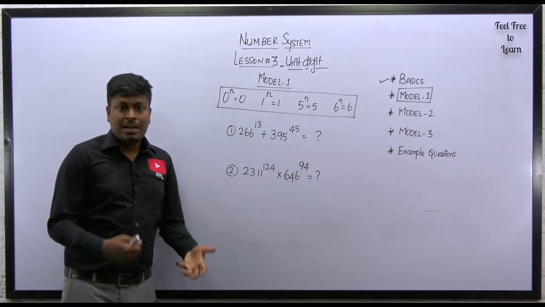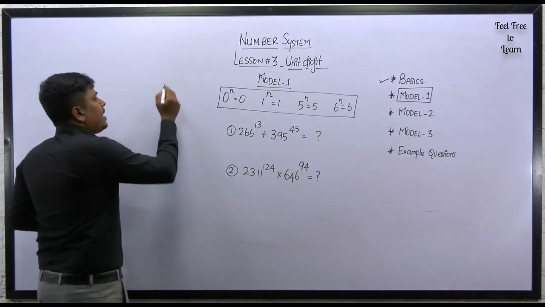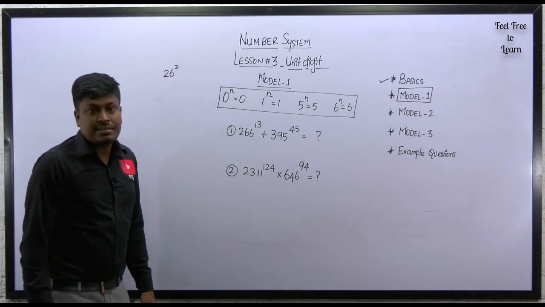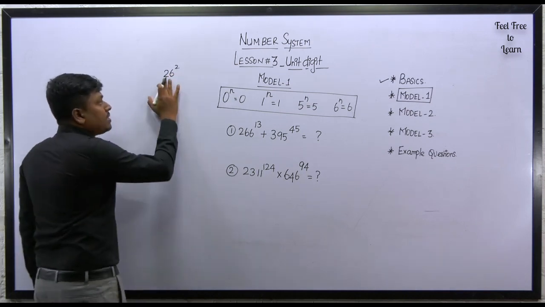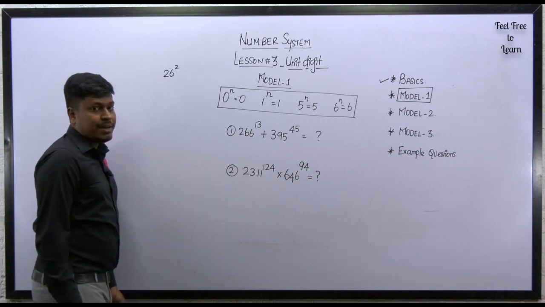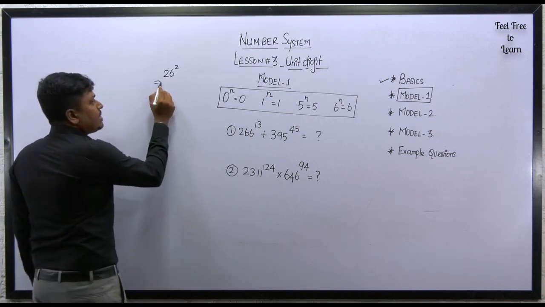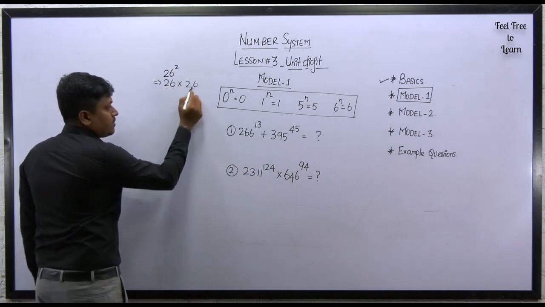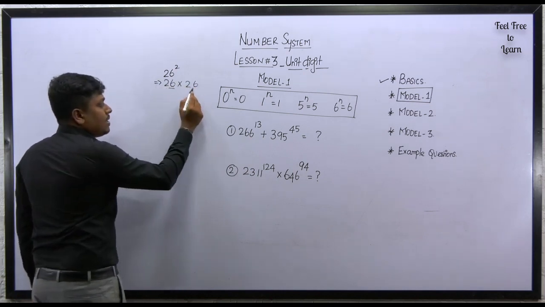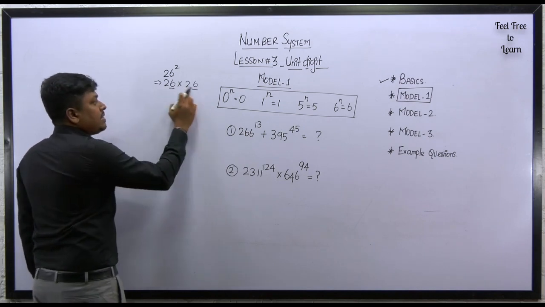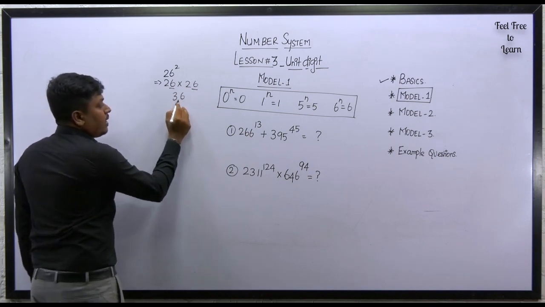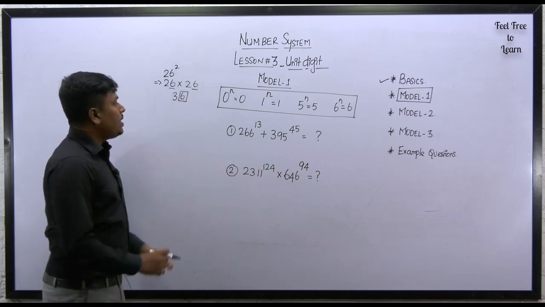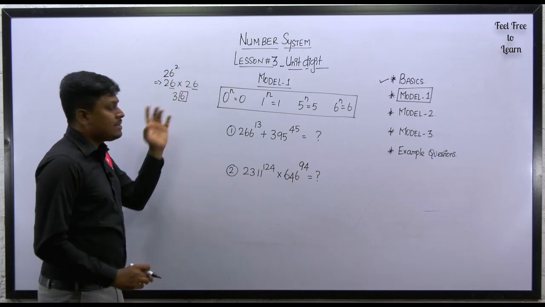So friends, got it or not? Just see, for example, let me take any number, 26 square. We have to find the unit digit for 26 square. It is easy to find, yes or no? You can write this 26 as 26 into 26. The last digit is 6, the last digit is 6. So 6 into 6 will be 36 and the last digit will be 6 here. So finally you can say that the unit digit of 26 square is 6.